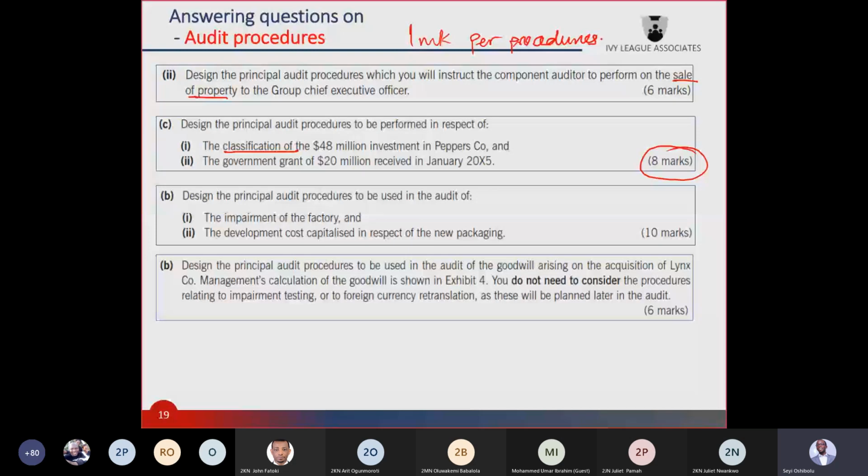Design the principal audit procedures to be used in the audit of goodwill arising on the acquisition of Links Co. You do not need to consider the procedures relating to impairment testing, foreign currency translation, as this will be planned later in the audit. Some diets ago, this was a mock exam that I gave. You won't believe candidates still said audit procedures for goodwill related to impairments. Despite the, you do not need to. Okay? So please don't make those mistakes.